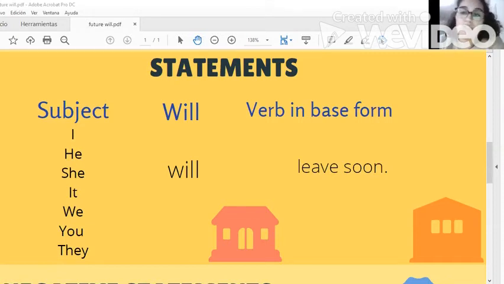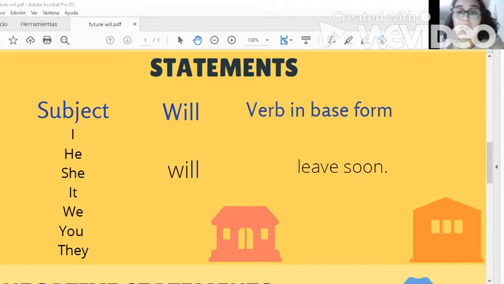With we or you, we can replace it with a name. So remember that the subject is not only the pronoun. Here I put the pronoun because it's the general way to talk about people. So we have the subject. Then to create an affirmative statement, first we have to put the subject. Then we use will. Will can be used with any kind of subject.